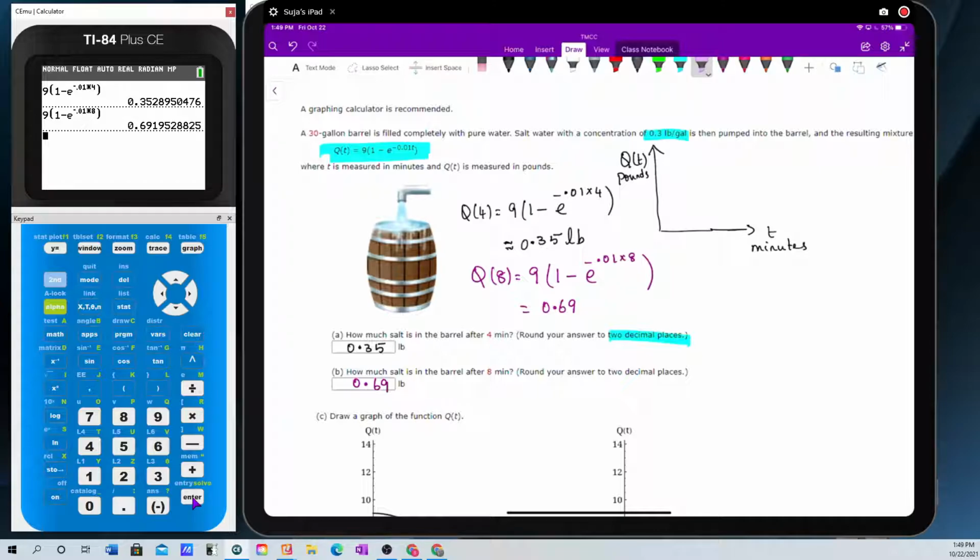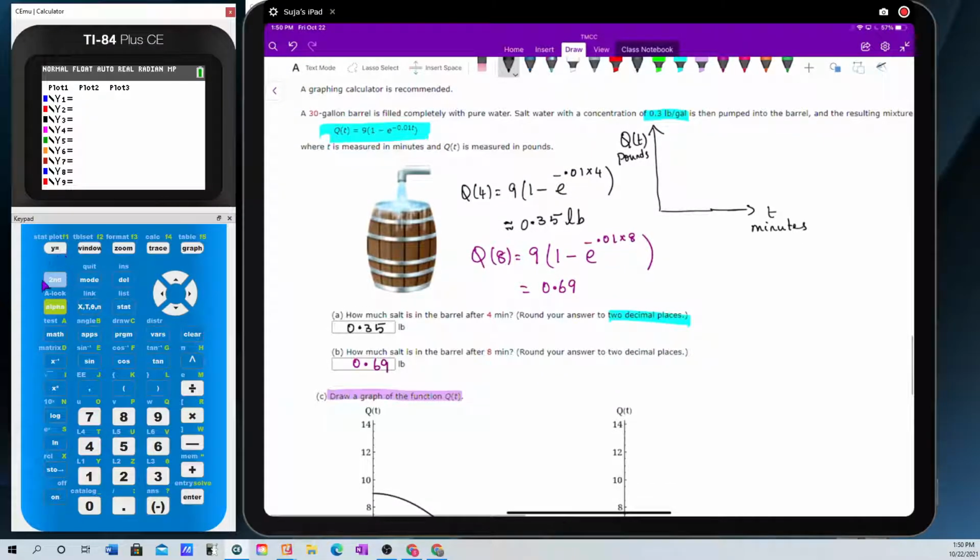The next part of the question is asking me to draw the graph of the function. So here it says draw the graph of the function, and I've been given a few graphs. But let me put my values in. First, I'm going to input the function 9, open parentheses, 1 minus e to the power of negative 0.01, and instead of t, I have to use x. So I'm going to close the parentheses.